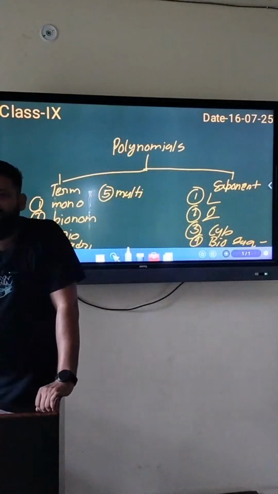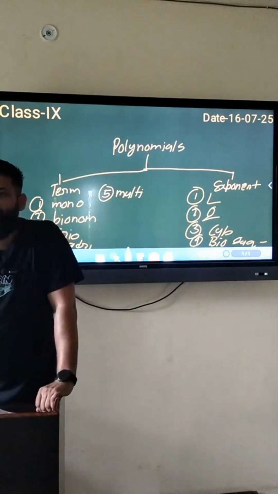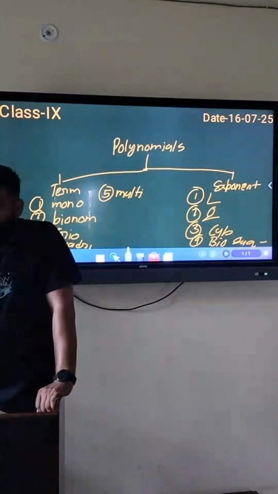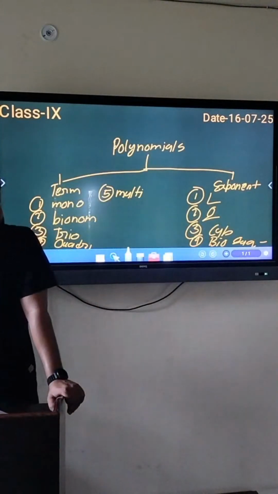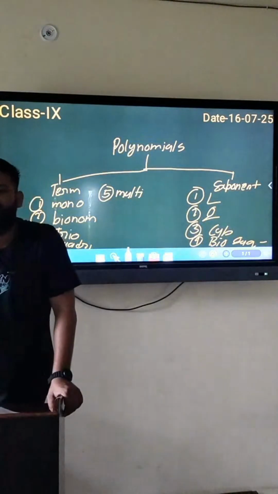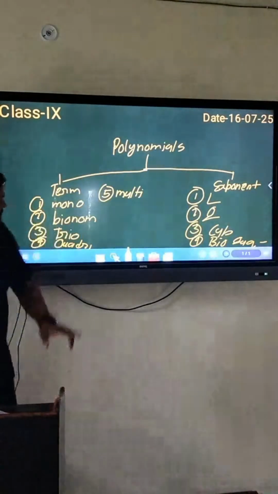So what is the monomial? In which algebraic expression we get only one term, that is called monomial. What is the binomial? In which algebraic expression we get two unlike terms, not just two terms, two unlike terms, that is called binomial.